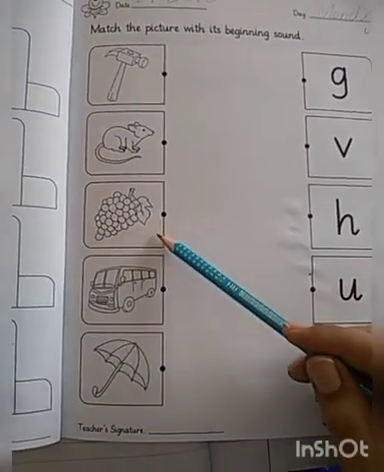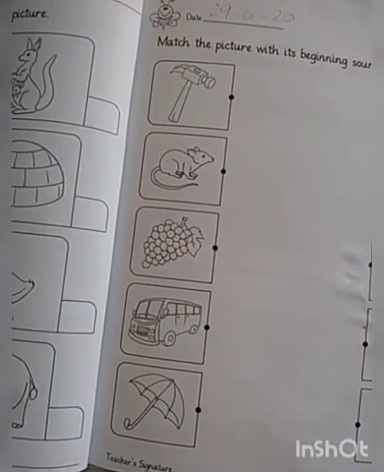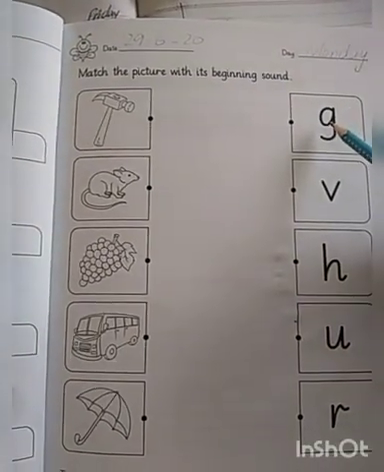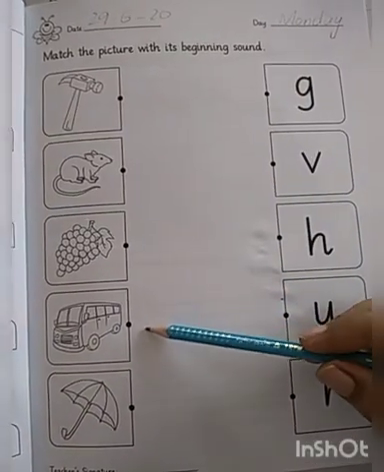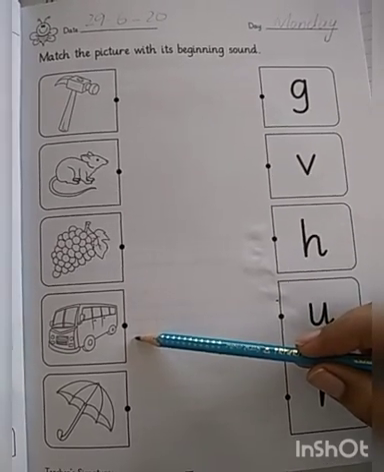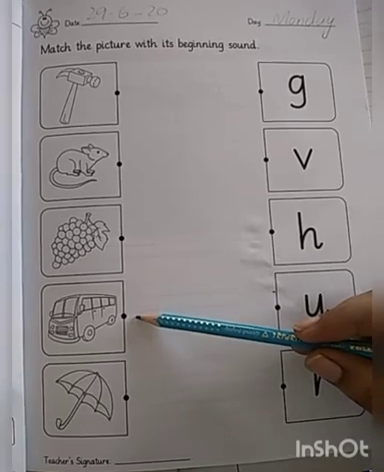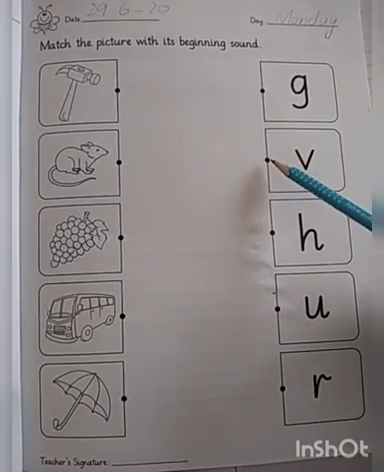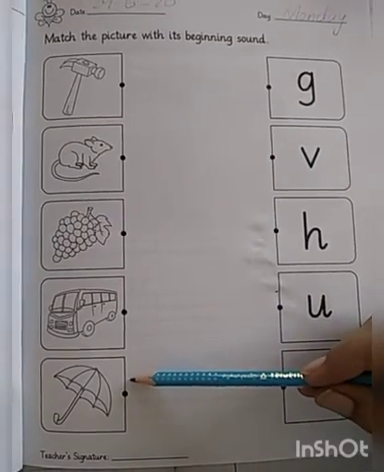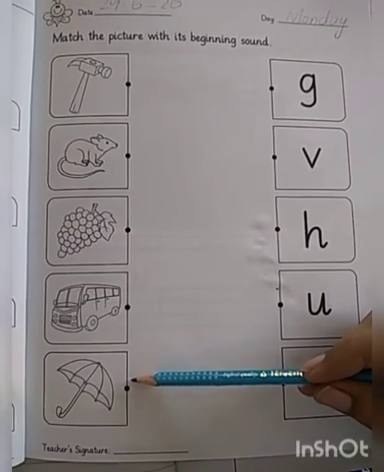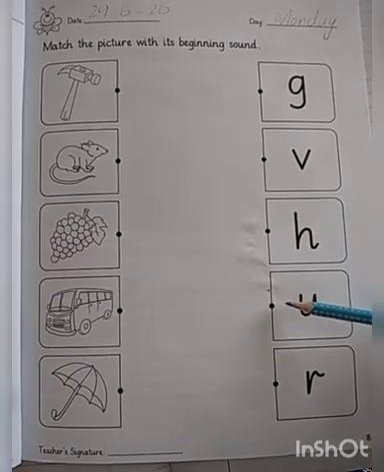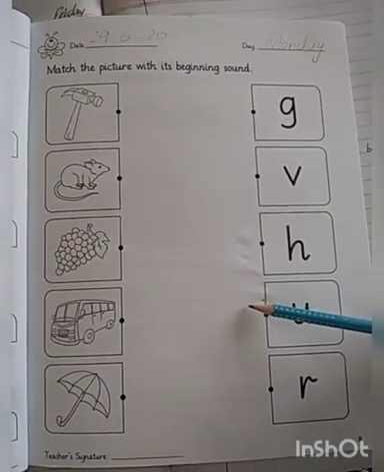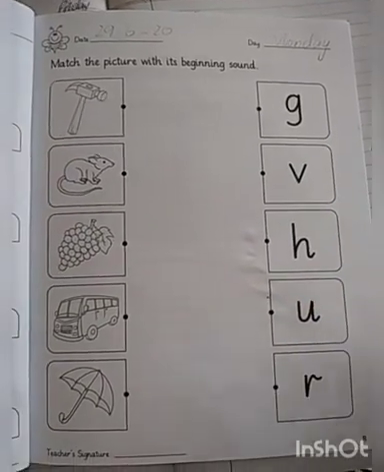What are these? These are grapes. So you have to match the grapes with the beginning sound of g. What is this? Van. All right. Now match the van to its beginning sound. Up go umbrellas. The beginning sound of umbrella is u. Match it. This was your work. It's all about matching.